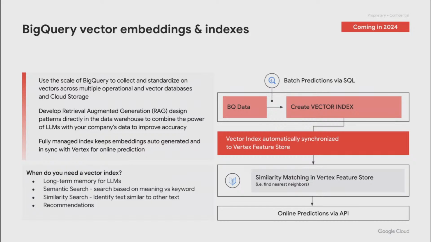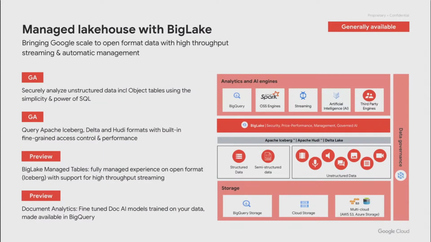The question is how to manage these operations. And vector databases have been a popular topic in industry and academia. So we're excited to announce that we'll be adding vector indexes directly into BigQuery in 2024. This fully managed index keeps your embeddings automatically in sync with your data. And then you can pass those to Vertex AI for online prediction, semantic search, similarity search, and recommendations.